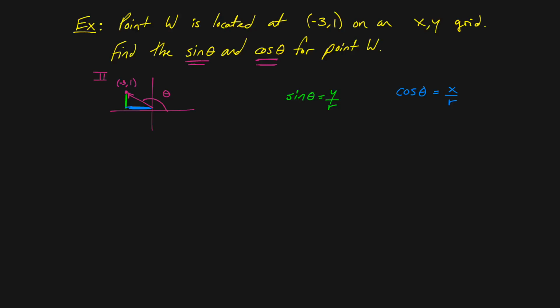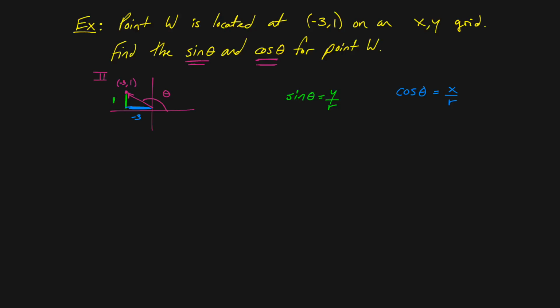I like to label it a little bit more, to say that this is going to be 1, or sorry, this should be negative 3. Oops, there we go. And this is going to be 1, where x comes before y in this case. But then we're left with this mystery radius.